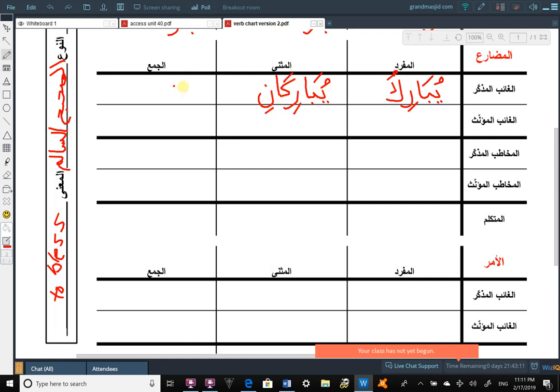Right? Then we want to make it plural. We're going to say the waw al-jama'ah. We're going to add the waw al-jama'ah and the noon for marfu. Yubarikun. And then here, feminine, tubariku. Tubarikan.